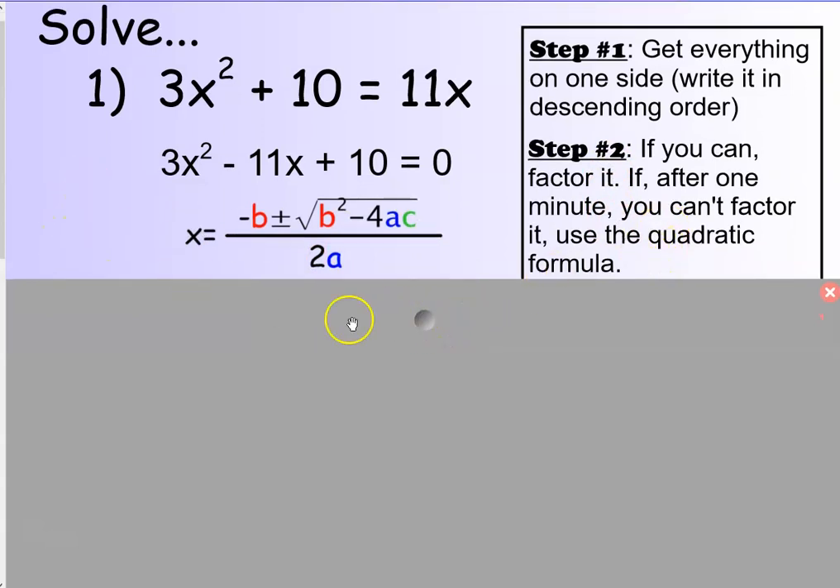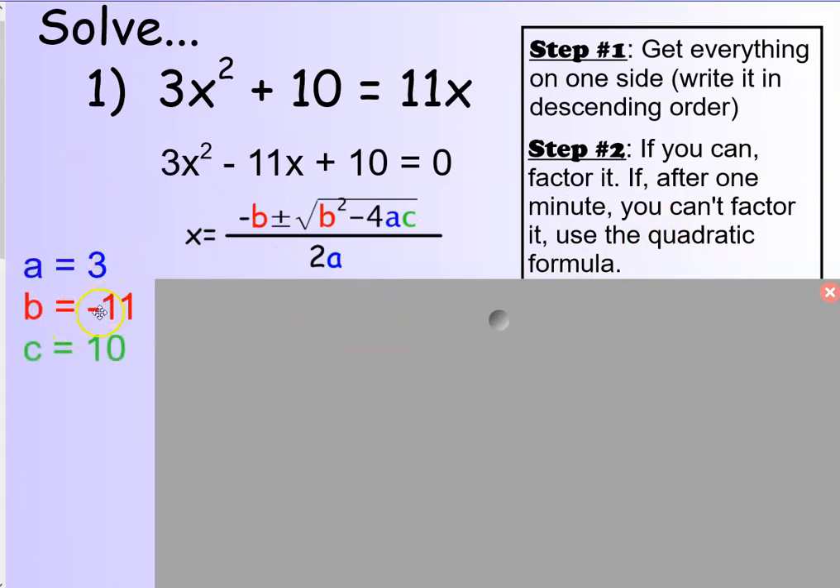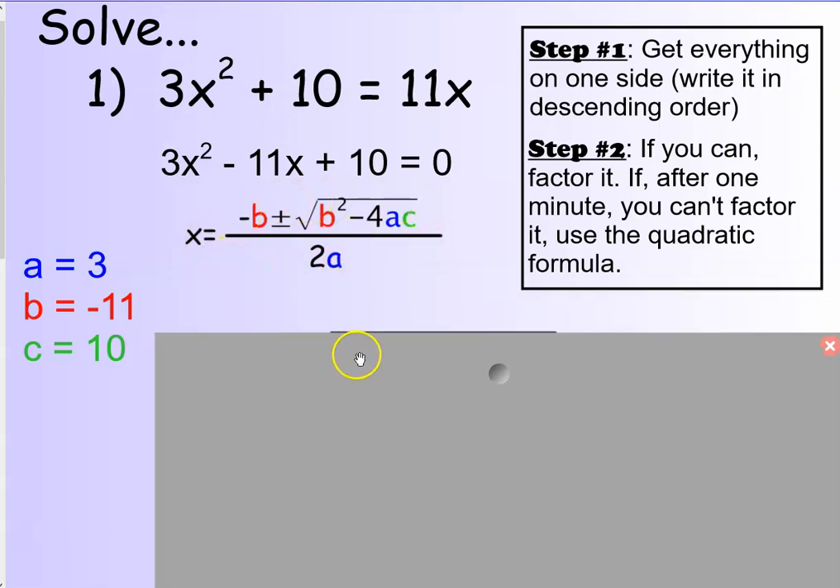So first off, before I use the formula, I want to make sure I identify what a, b, and c are. Now remember, a is the number in front of the squared term. So in this case, it's a 3. b is the number in front of x, which in this case is a negative 11. c, the constant, is positive 10. So now that I have my a, b, and c identified, and now that I have my formula written clearly right there, it's just plug and chug.